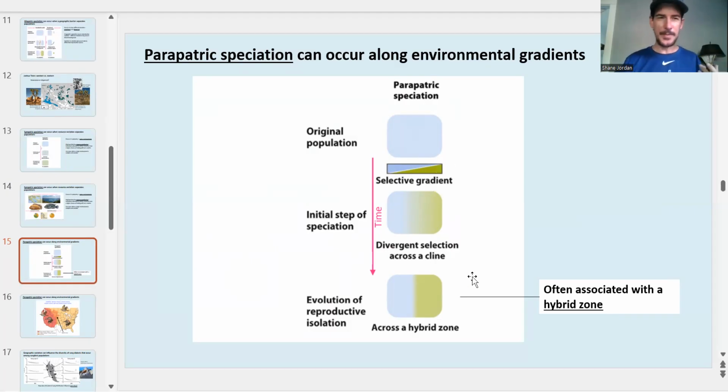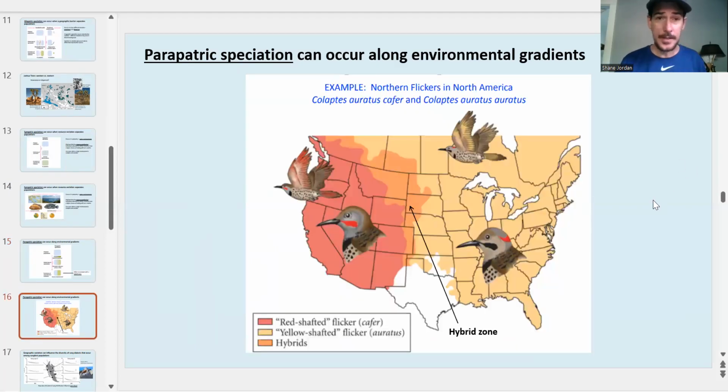And this is something that often becomes associated with this thing we call a hybrid zone. And so we might have this original population diverge into two separate populations, generally speaking, that are more or less adapted to the conditions on either side of this gradient or on either side of this genetic cline. But in the middle, individuals still might be able to mate with each other and form healthy hybrid offspring. And we can look at a real example of this in northern flickers here in the United States.